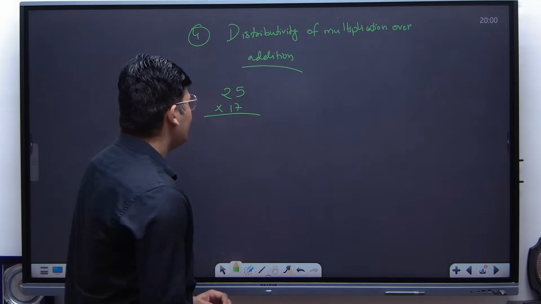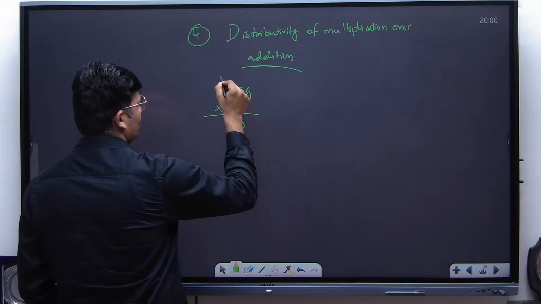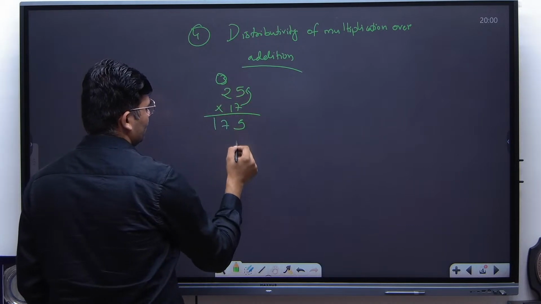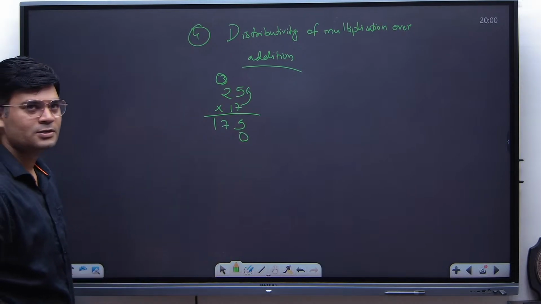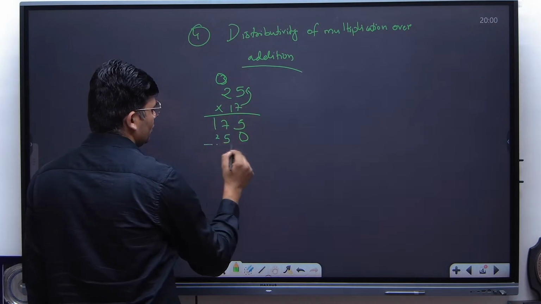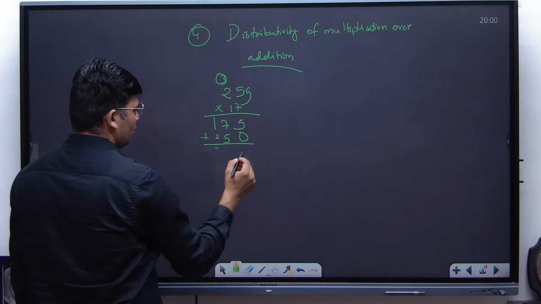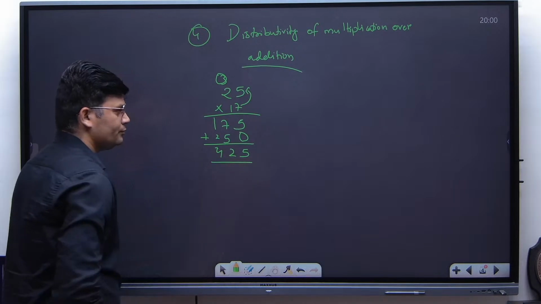Yeah. So first what you do, you multiply 7 into 5, you will say 35. Then you will say 7 into 2, 14 plus 3, 17. Then you will put 0 behind this, below this. Then you will write 1 into 5 is 5, 1 into 2 is 2. And then you will add these numbers. So you will write 425, right?